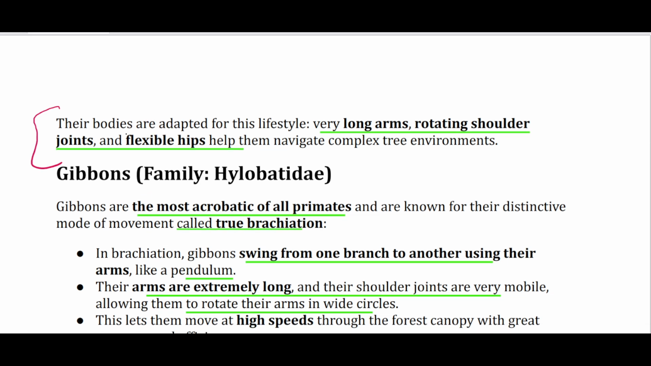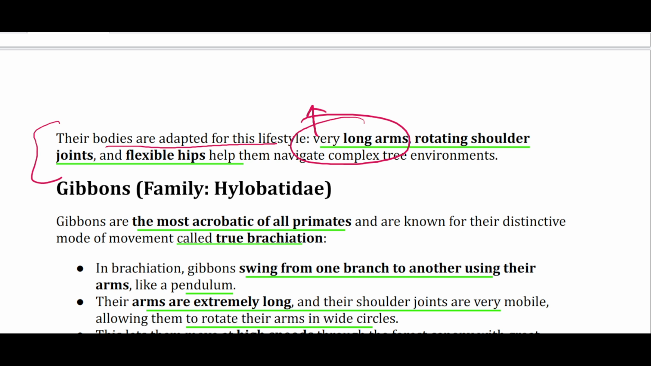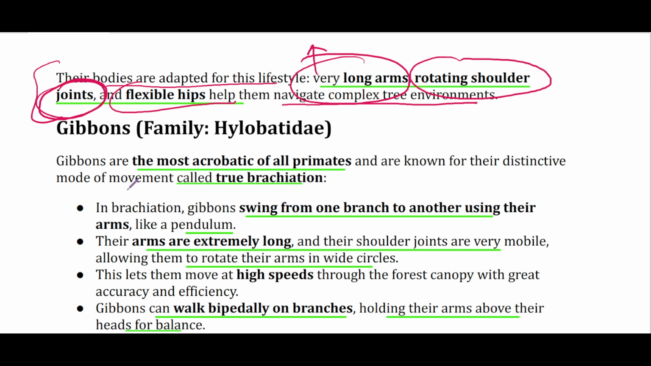And then their bodies are adapted for this lifestyle. They have long arms, which is necessary for suspensory motions, for clinging onto tree branches. Then they have rotating shoulder joints, क्योंकि if swinging motions हैं तो shoulder joints जो हैं वो भी strong होने चाहिए and should be rotating, otherwise वही है, fracture हो जाएगा. Weight distribution, the pressure distribution will not be even. And then they have flexible hips that help navigate complex tree environments.